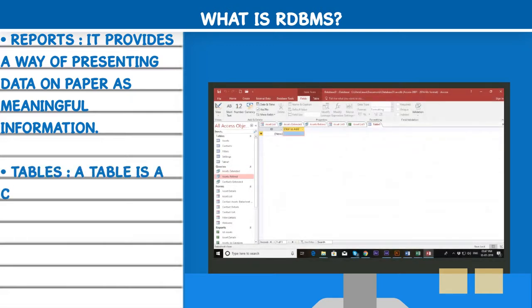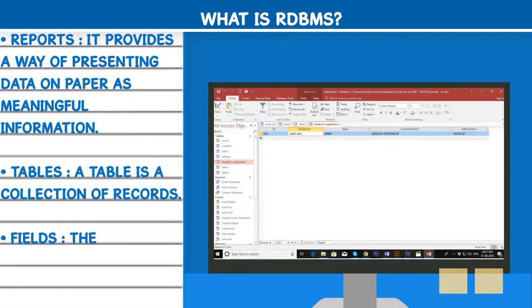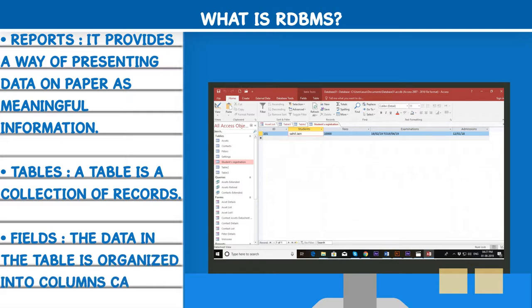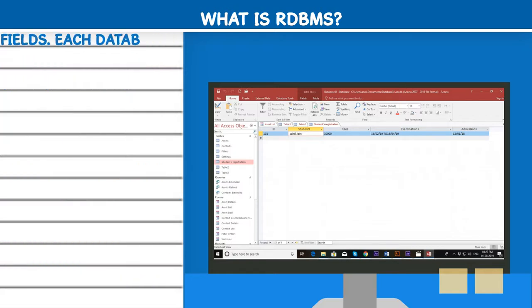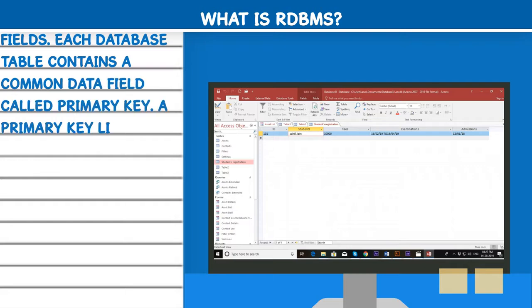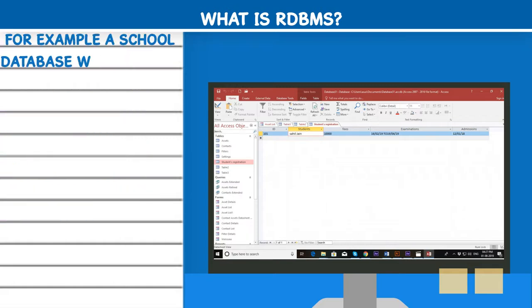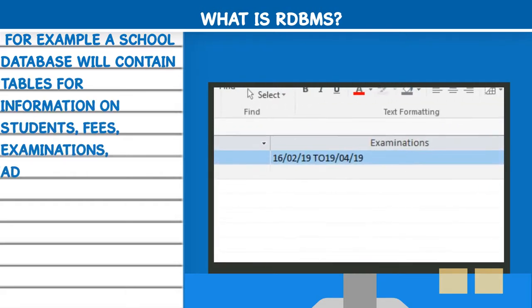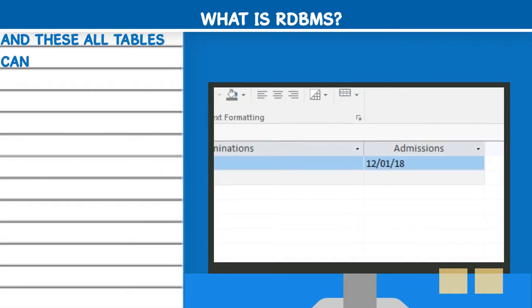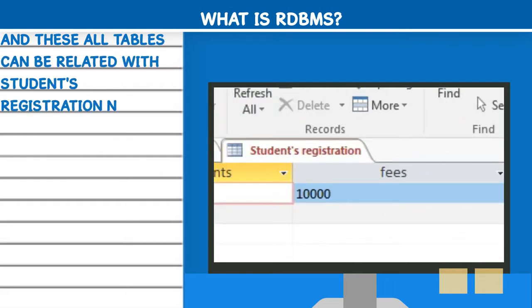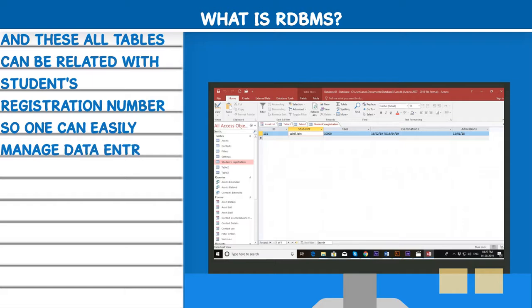Tables. A table is a collection of records. Fields. The data in the table is organized into columns called fields. Each database table contains a common data field called primary key. A primary key links between different tables to provide relationship among each other. For example, a school database will contain tables for information on students, fees, examinations, admissions, etc., and all these tables can be related with students' registration number so one can easily manage data entry and report of the information.